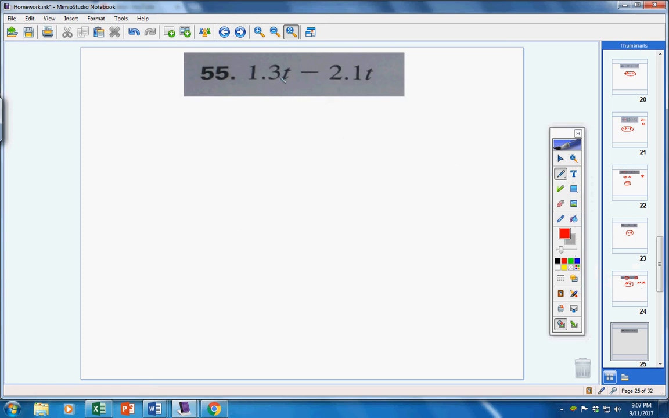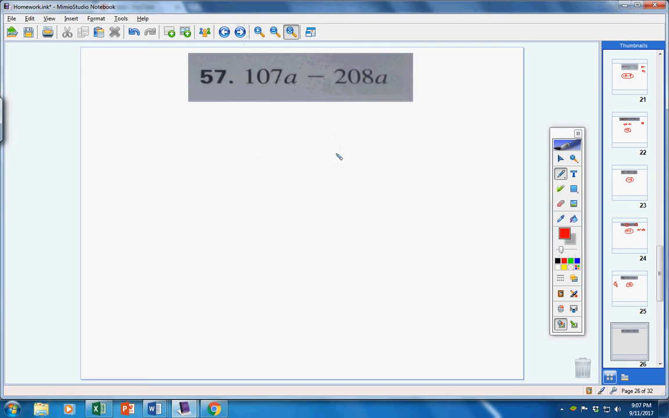Okay, students, we have a t term and a t term, so write your t. You have positive 1.3, you owe 2.1, so you're going to pay off part of your debt and still have a negative. 2.1 minus 1.3 is 0.8, so you would have negative 0.8t. Alright, negative 0.8t.